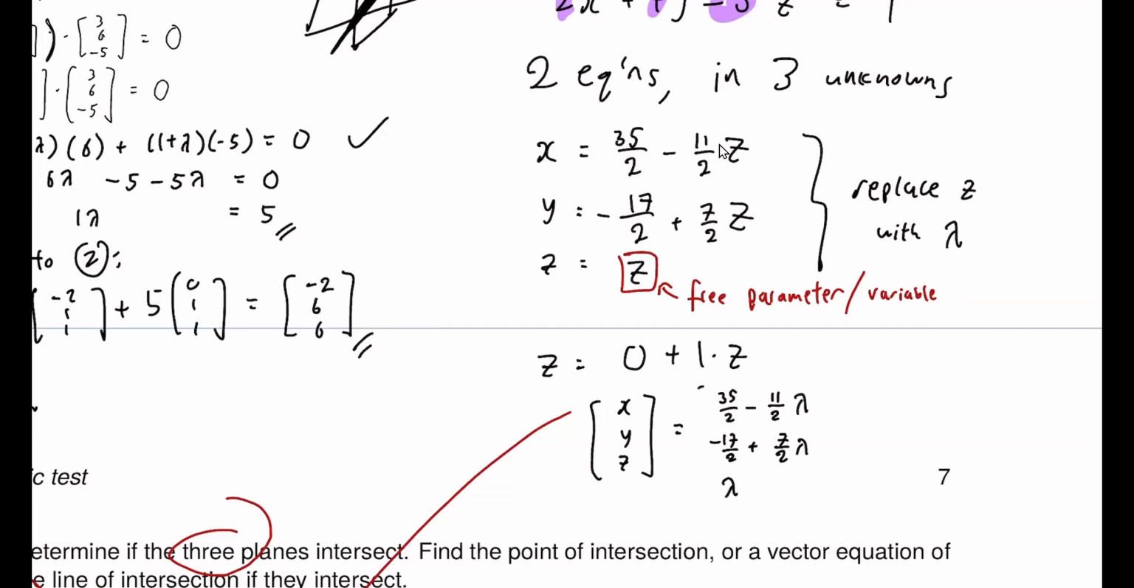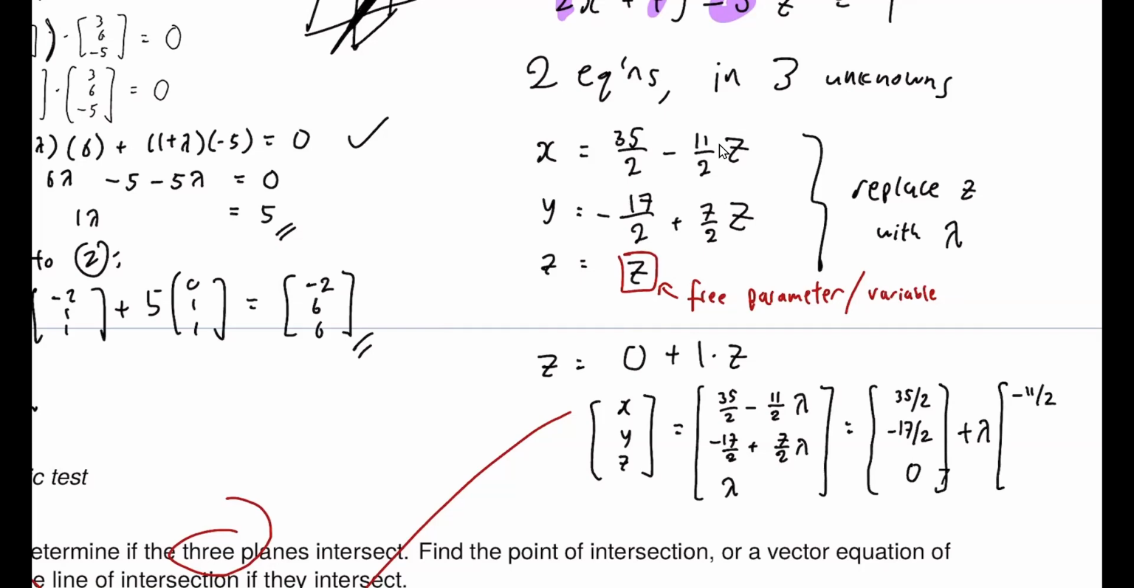Okay? Then you just rewrite it. Now, constants is, I'm going to write it slanted, so I hope you still understand. It is 0. Add on lambda times of what? Negative 11 over 2, 7 over 2, 1. Is that clear? And this is just a generic vector r.